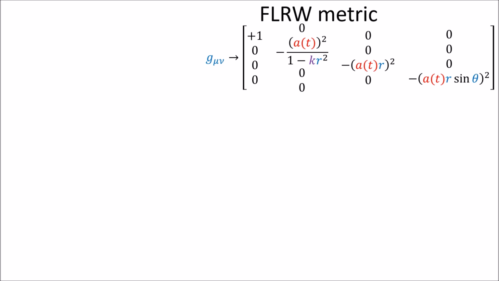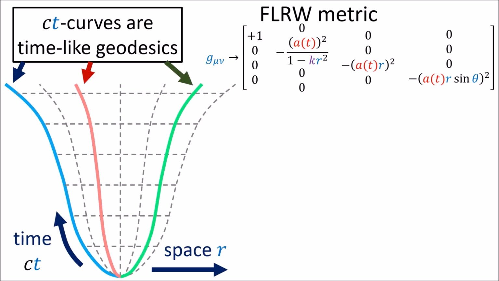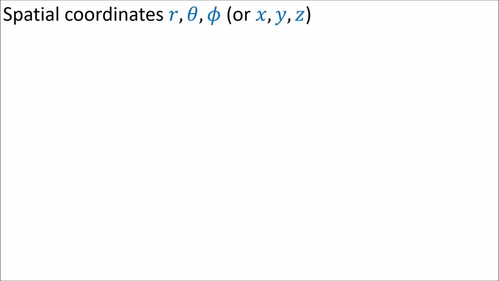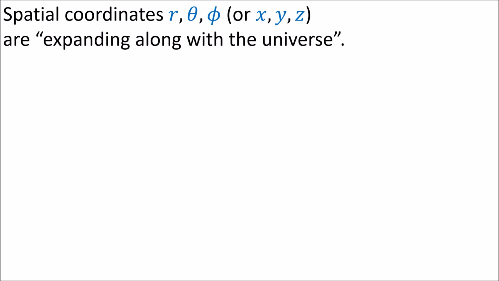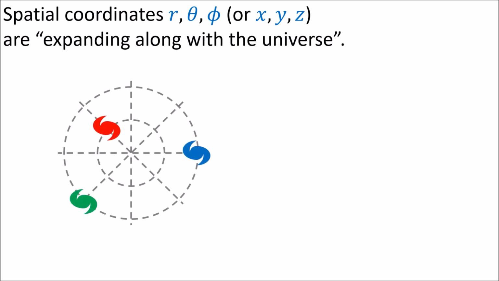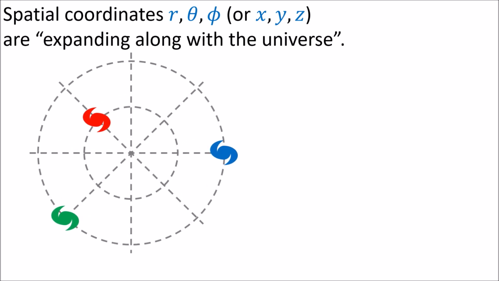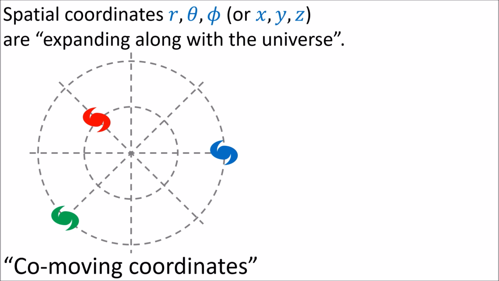So to summarize this video, we found that in FLRW coordinates, the time coordinate curves are time-like geodesics, meaning massive particles will travel along these coordinate lines as the universe expands or contracts. The spatial FLRW coordinates, r, theta, and phi, are effectively expanding along with the universe, so that 2 free particles following time coordinate curve geodesics will maintain constant space coordinates for all time. This is why we call them comoving coordinates.